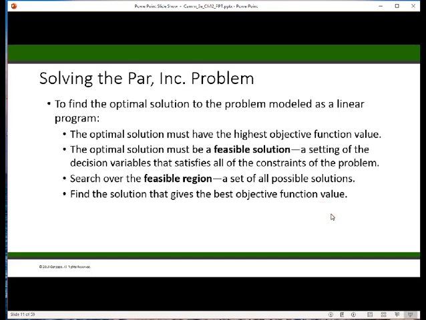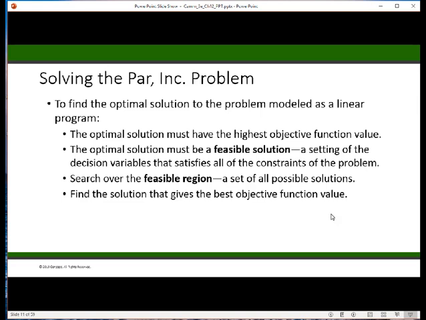So we have this idea of a feasible solution. In other words, this is something where we get a value from our objective function, and the decision variables that create that value also satisfy all the constraints. In other words, none of the constraints are violated.